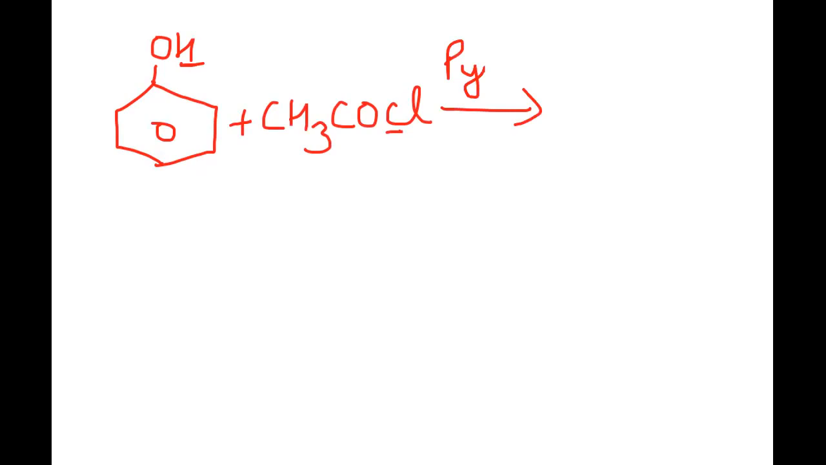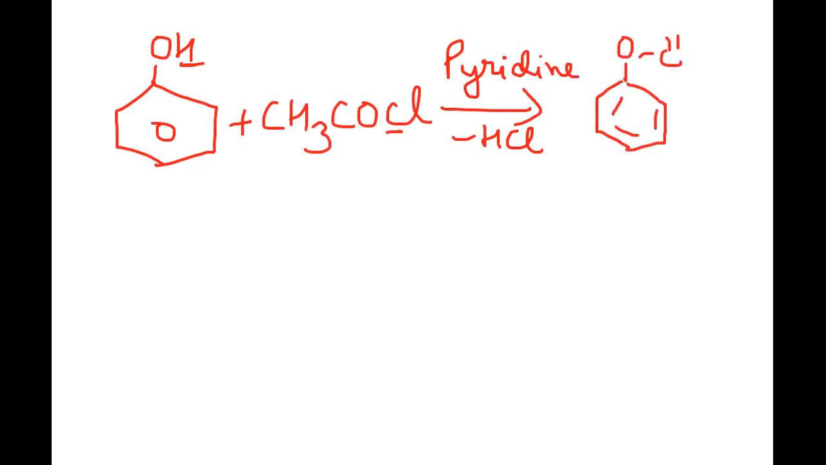I have already told you earlier that pyridine is weakly alkaline, and therefore it takes care of the HCl that will be formed. And the compound that you are going to actually get here is this. This compound is called phenyl acetate. It is methyl phenyl ester. You see, it is methyl phenyl ester.